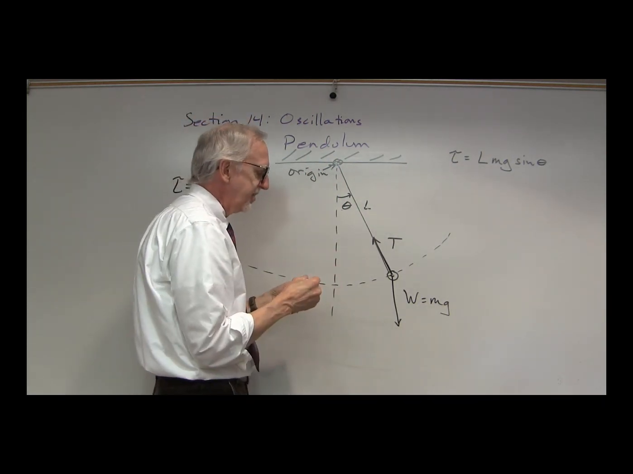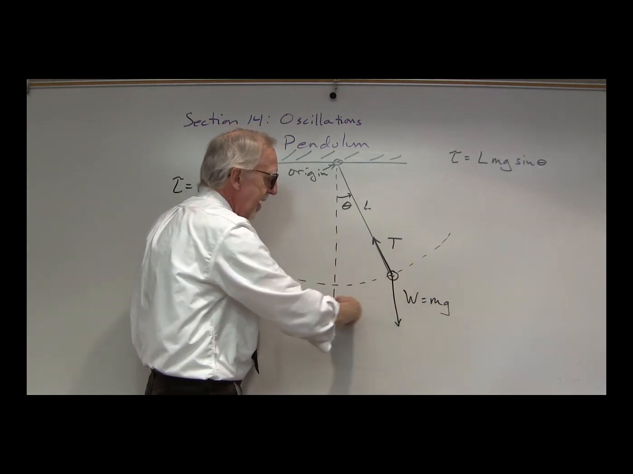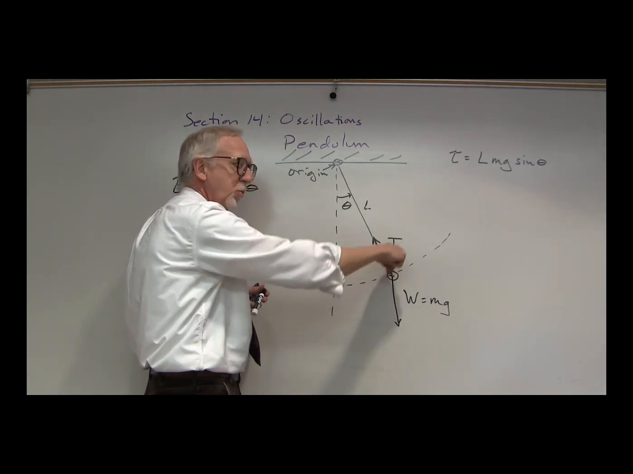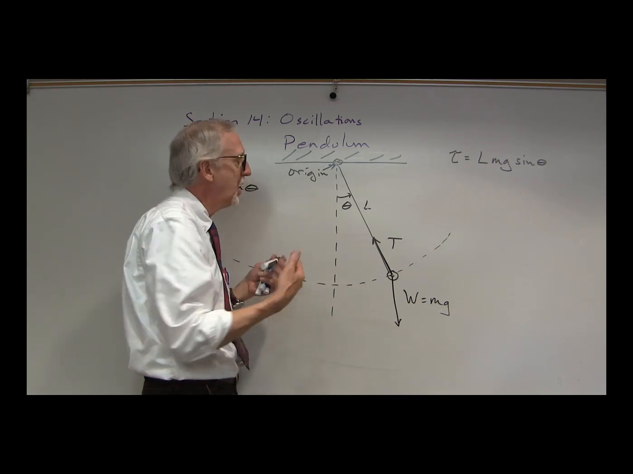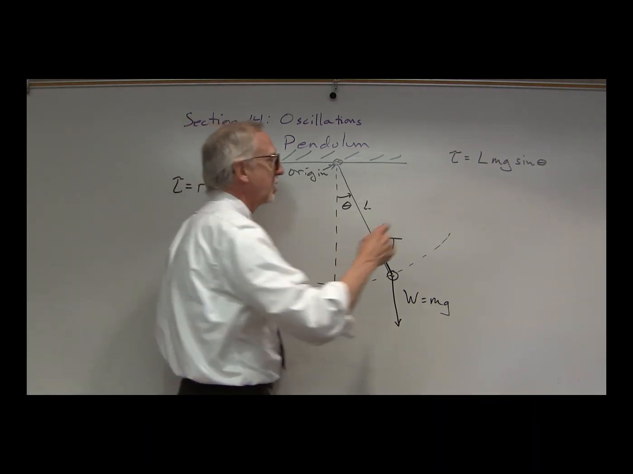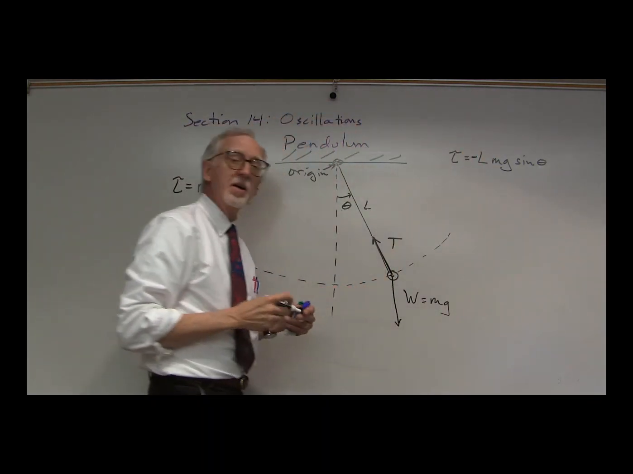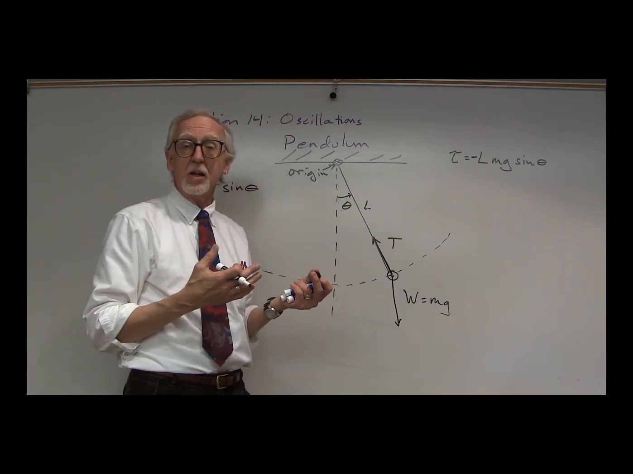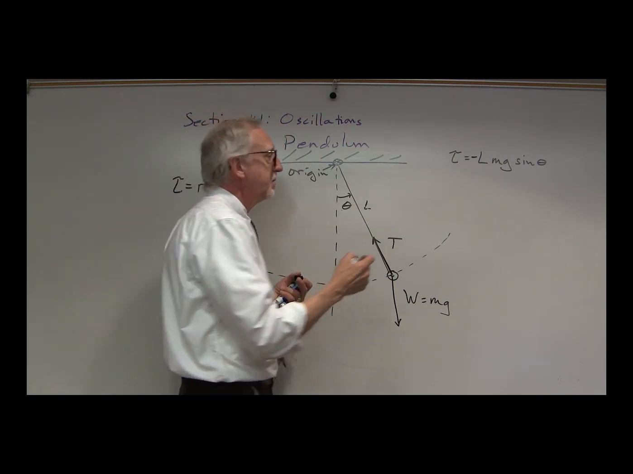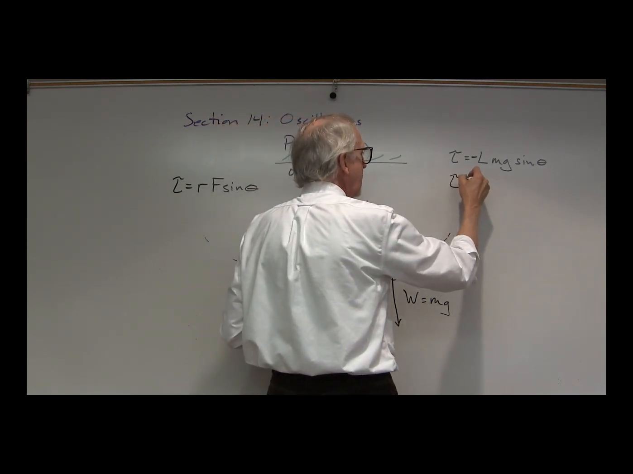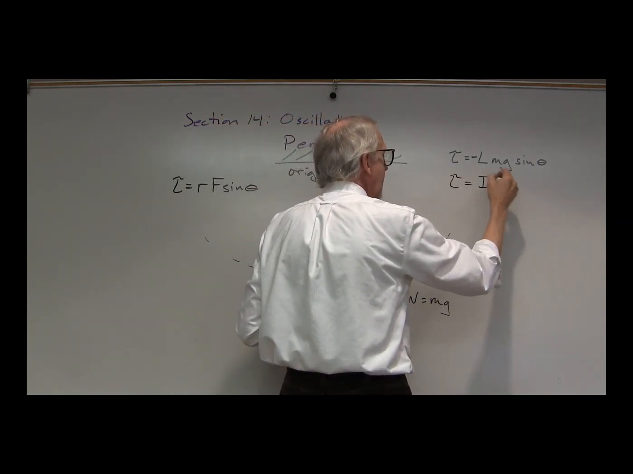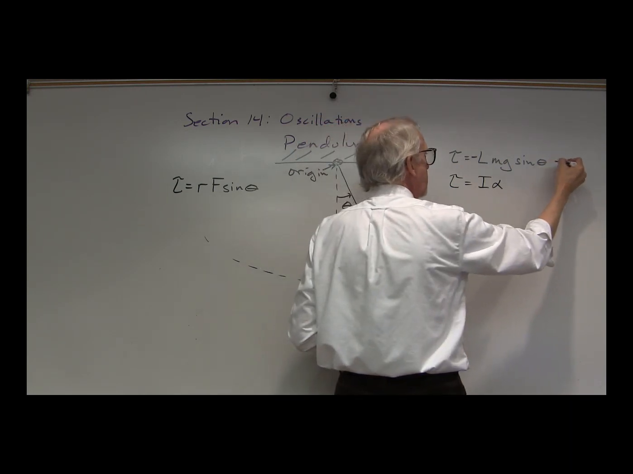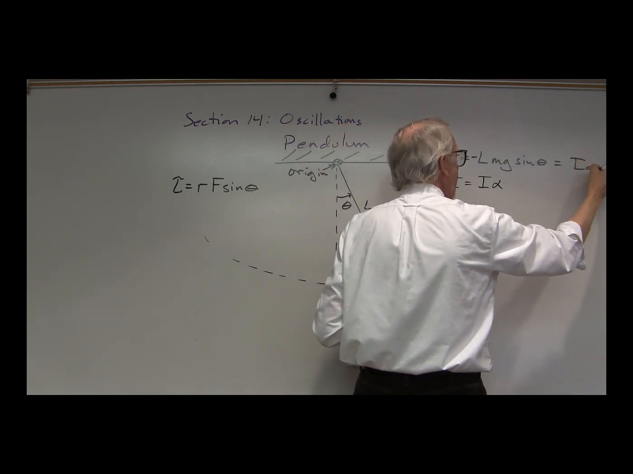Well, the weight is tending to move the mass back in this direction, in other words, in a clockwise direction, which is a negative torque. So we have to put in a negative sign. There we go. That's the torque. What is Newton's second law in terms of the angular quantities? It is tau equals I alpha. So this must be equal to I alpha.